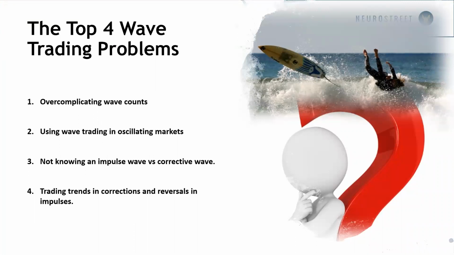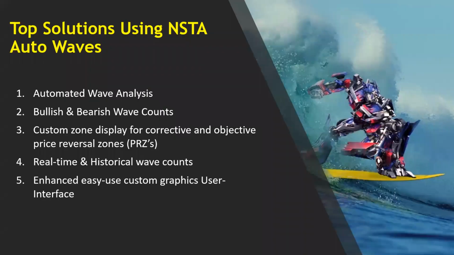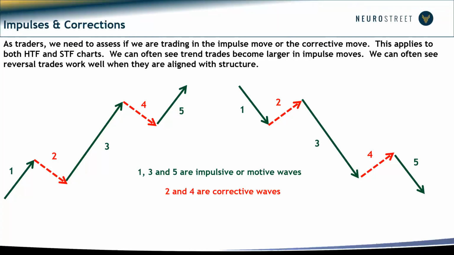So the key here is to know the trending impulses in corrective environments. And so what we do is we automate it. We automated all the counts, we automate all the waves, we automate all the target zones, the pullback zones, all of the historical and real-time environments, and we use custom graphics so that everything can be done for you. Now, why is that important? Because when you're trading impulses and corrections, we need to be able to mathematically map them out. And every trend is different.